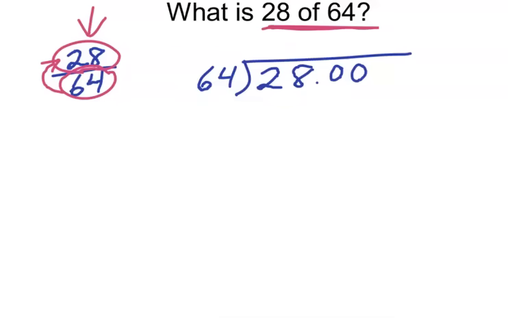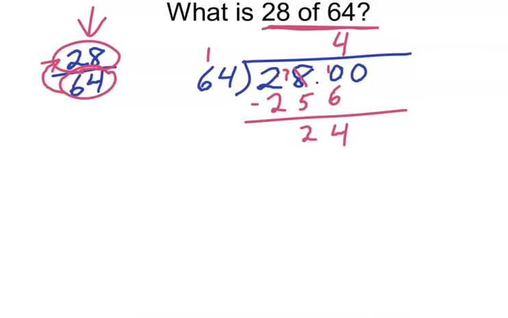So 64, does it go into 2? Nope. Does it go into 28? Nope. Does it go into 280? Yes, it does. It goes into it 4 times. 4 times 4 is 16. 6 times 4 is 24, plus 1 more is 25. Subtract that. All right, we're going to have to borrow from the 8, make it a 7. That's a 10. 10 minus 6 is 4. 7 minus 5 is 2. And then the 2 is a 0, so we'll bring down the 0.